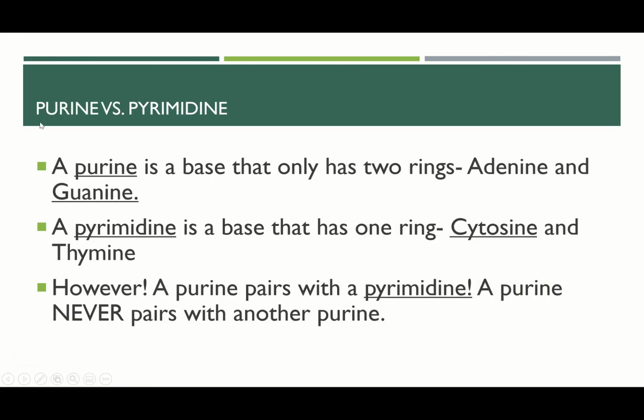Now we're going to talk real quick about something totally new, purines versus pyrimidines. Purine and pyrimidine. A purine is a base that has 2 rings. That's adenine and guanine. It does not mean they pair together because they don't. They're just the 2 that have 2 rings, and I'll show you in just a second what that looks like. A pyrimidine is a base that has 1 ring, and those are cytosine and thymine. However, a purine is going to pair with a pyrimidine. They never pair with each other. So remember, A goes with T and G goes with C. So the purine adenine goes with the pyrimidine thymine.